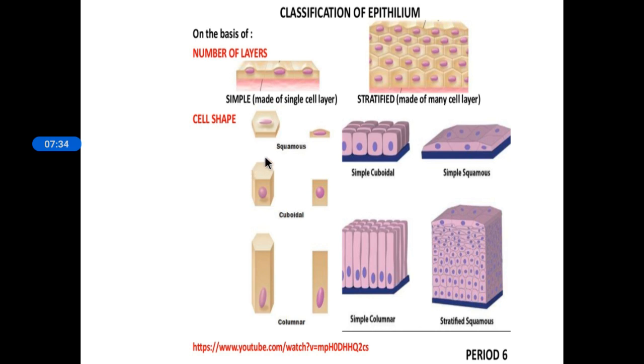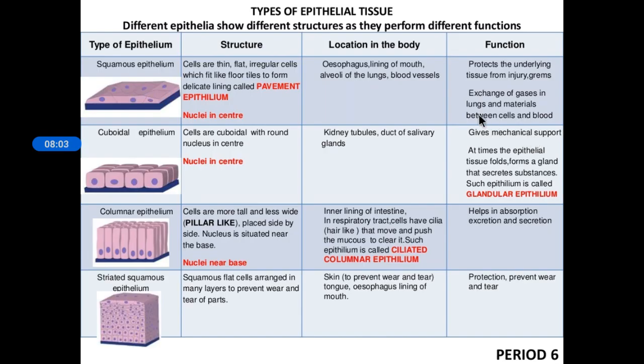Here, as the cells are cube shaped, it is cuboidal. And here you can see column-like or pillar-like cells, so they are known as columnar epithelium. You can see how it is arranged, pillar-like or column-like, simple columnar. And here you can see the stratified squamous, arranged layer over layer, many layers. So here we need to study in detail the types of epithelial tissues based on their structure, location in the body and their function.